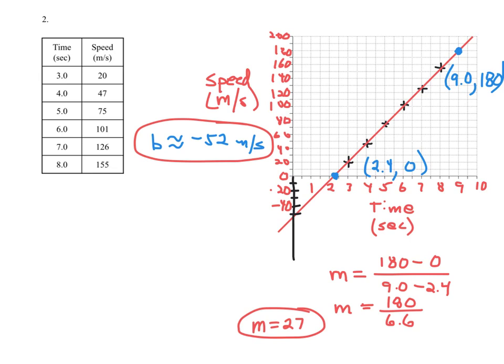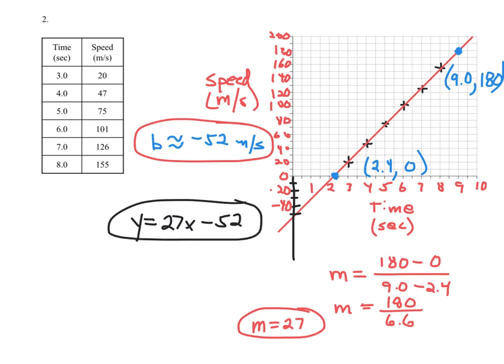So I'm looking for the answer. The answer to this problem that I'm looking for is then y equals mx plus b, so 27x, but actually here it's minus 52. And that would be your answer. y equals 27x minus 52.